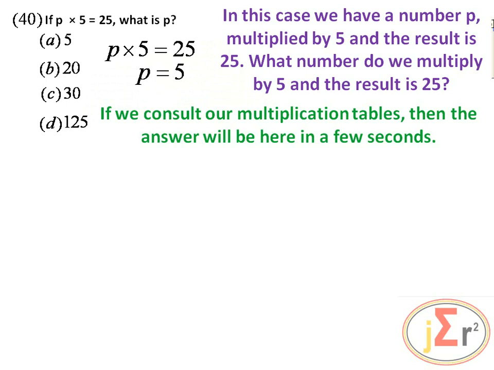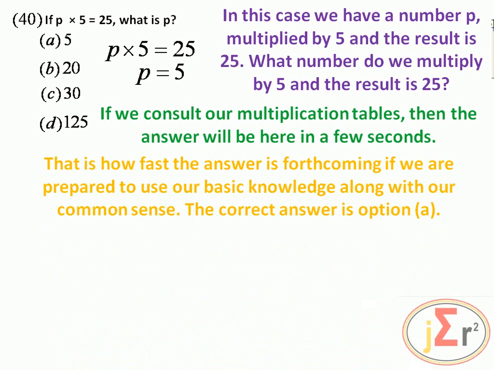So p is equal to? 5. Right. So we have a number here to be multiplied by 5. The result is 25. What number do we put here so that the result is 25? Jerry is saying that that number is 5. Therefore, the correct answer is 5. And that is represented by option A. That is how fast the answer is forthcoming if we are prepared to use our basic knowledge along with our common sense. The correct answer is option A.